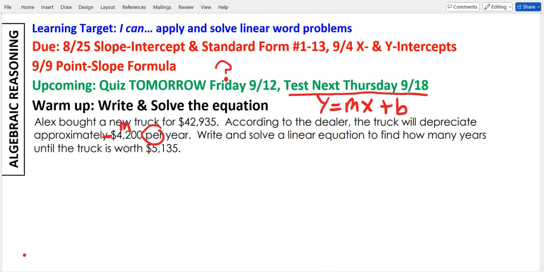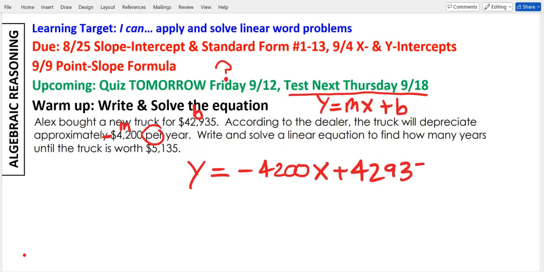That's the m. What's the b, the beginning? So we can do y equals mx plus b. So y equals negative 4,200x plus 42,935. Now, if you already did this, you might have forgotten that negative, or you may not have thought about it. But depreciate, you've got to look for those keywords. It's a negative.